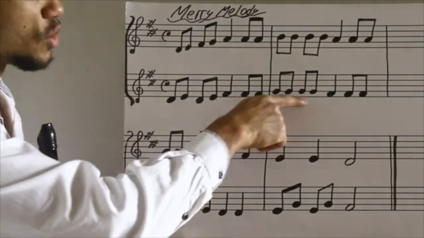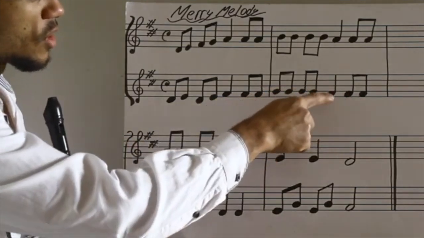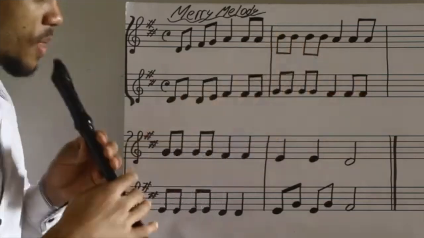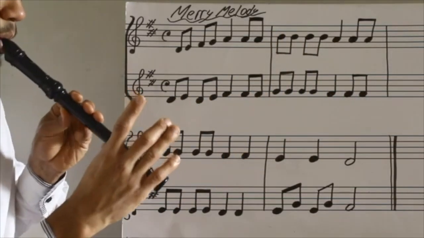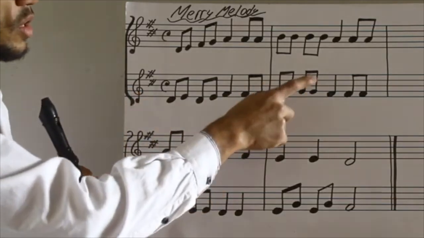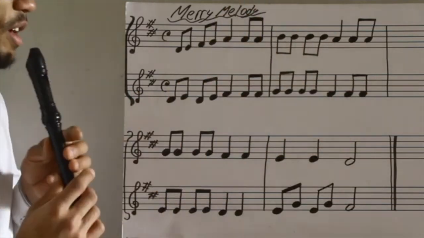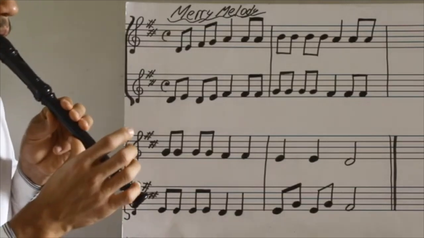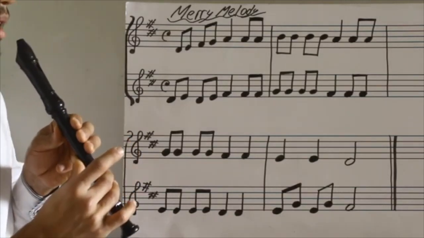Now let's go bar number 2, easy stuff. We have G, G, G, G, F sharp, F sharp, F sharp. So G, G, G, G, F sharp, F sharp, F sharp. Okay, let's go for it. 3, go. Again.